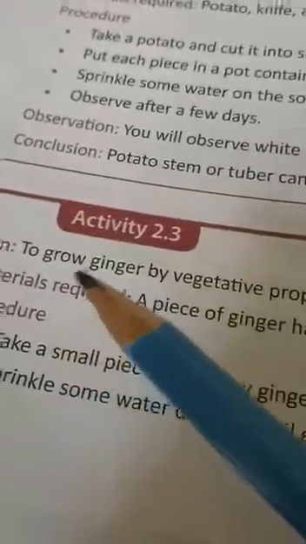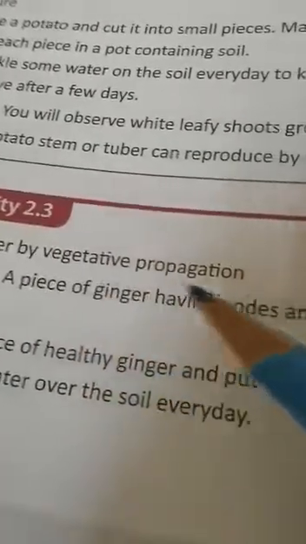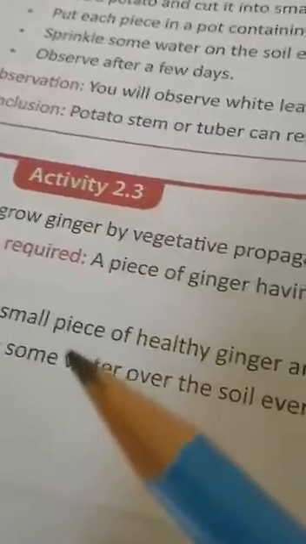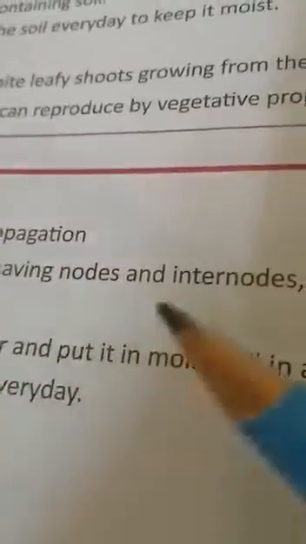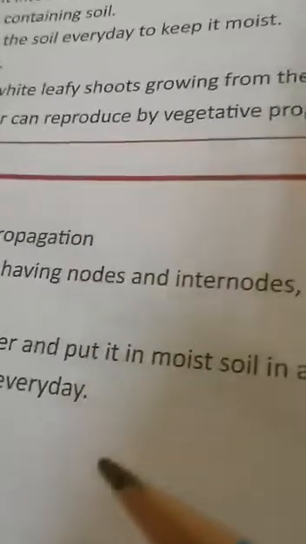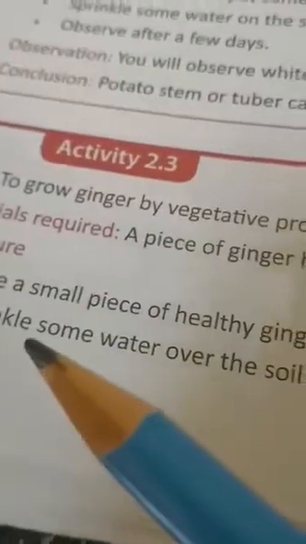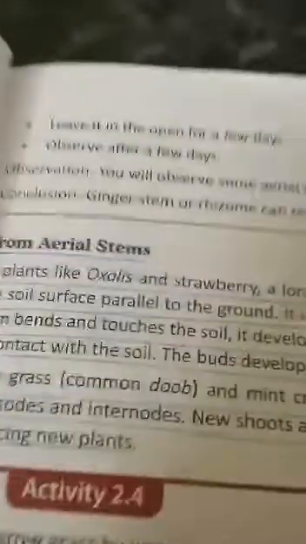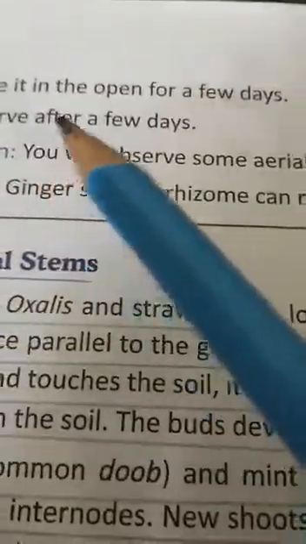Now see the next activity, to grow ginger by vegetative propagation. For that we require a piece of ginger having the nodes and internodes, then a pot containing soil and water. So again we do the same thing, we cut the pieces of the ginger such that it has some nodes or internodes, and then put it in the moist soil, and if you keep on watering it, we will see that new plants grow out of these pieces.